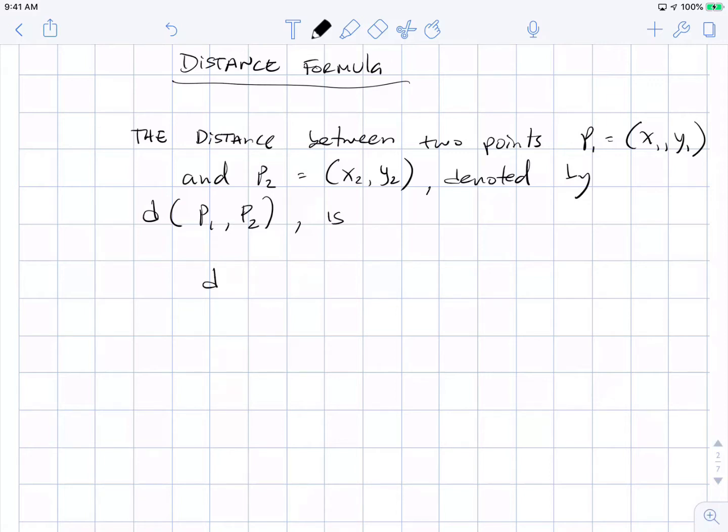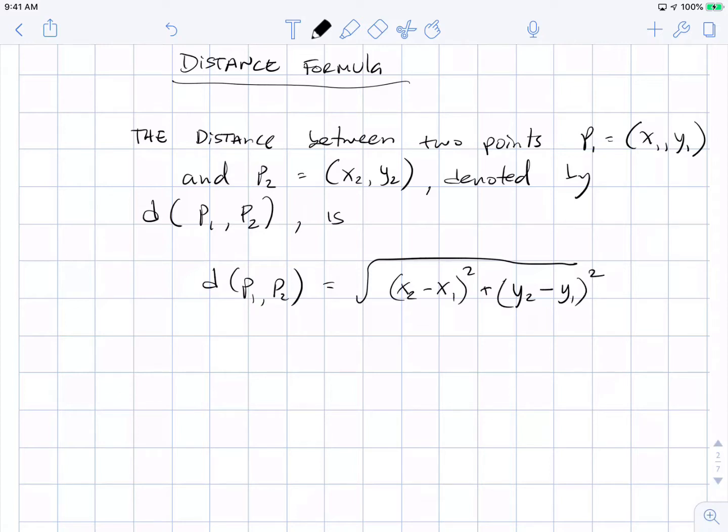That formula is going to be this one. It is the square root of the second x-coordinate minus the first x-coordinate squared of the second point and the first point, plus the y-coordinate from the second point minus the y-coordinate from the first point, that quantity squared.